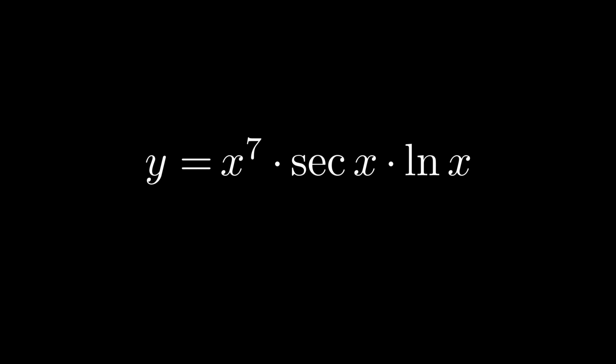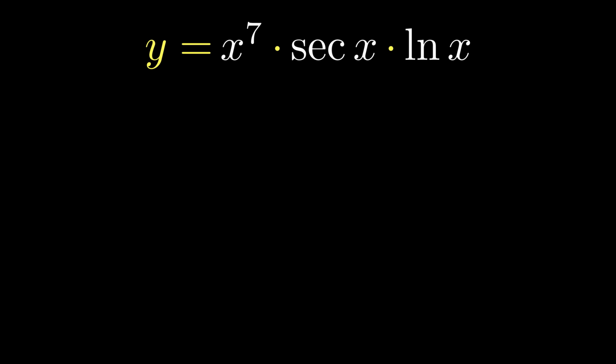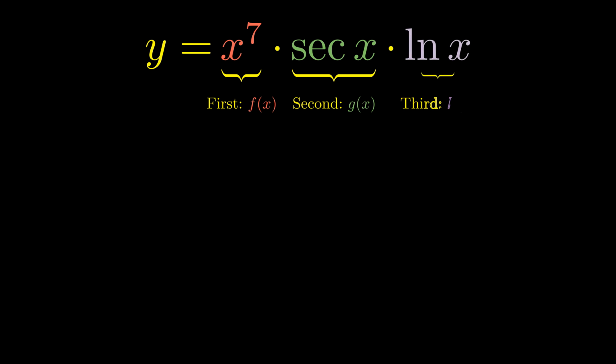Our triple product rule example is x to the 7th times secant x times ln x. x to the 7th is our first function f of x, secant x is our second function g of x, and we finally get to use a third color for ln of x. Purple should serve us nicely for our third function h of x.